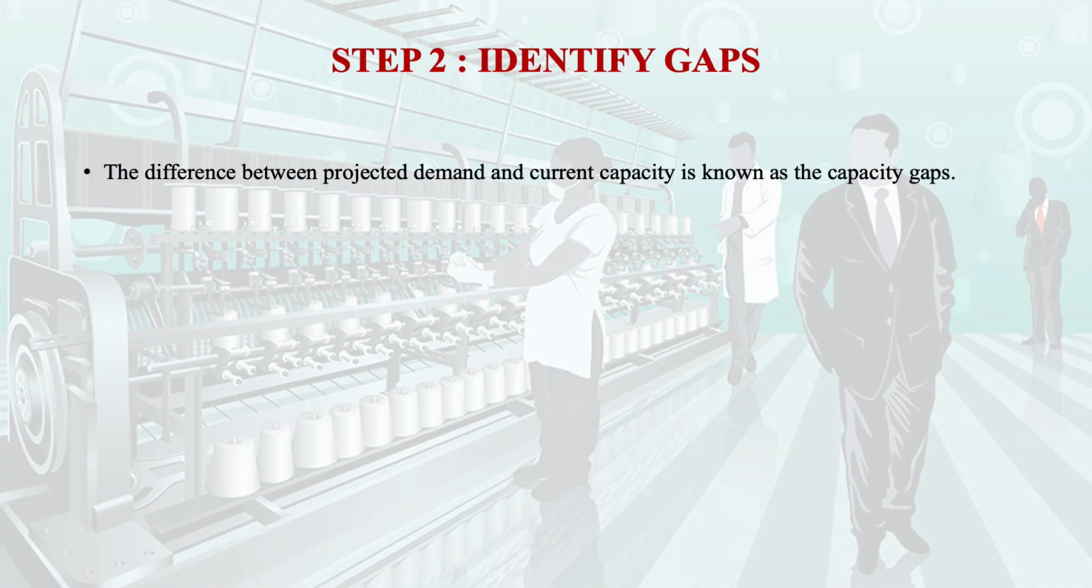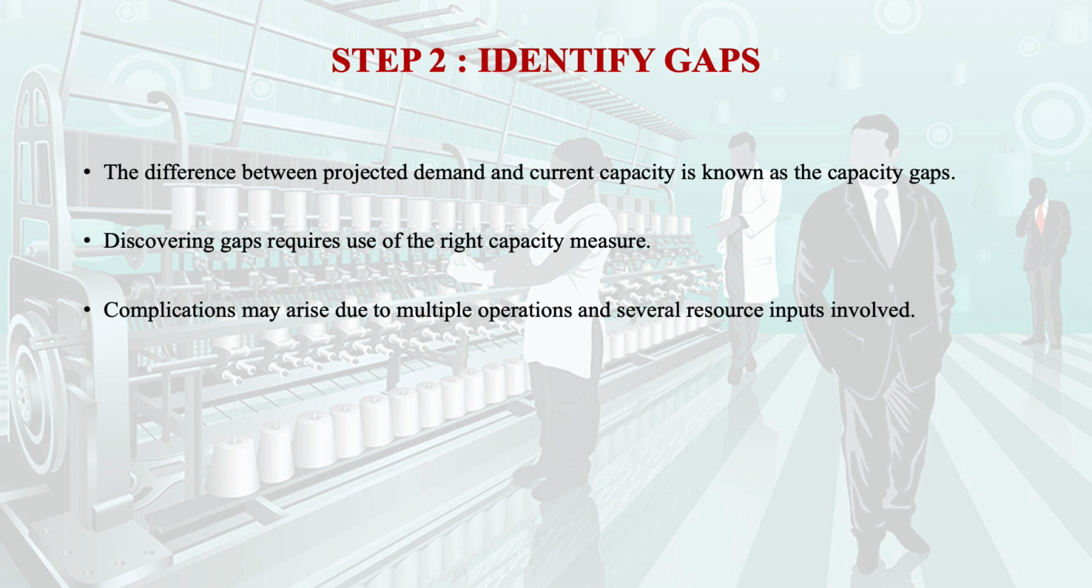Second step is identifying the gaps. There is a difference between the projected demand and the current capacity, and that is known as the capacity gap. If we discover the gap, then we require the determination of a capacity measure. There may be complications if there are multiple operations and several resource inputs involved.